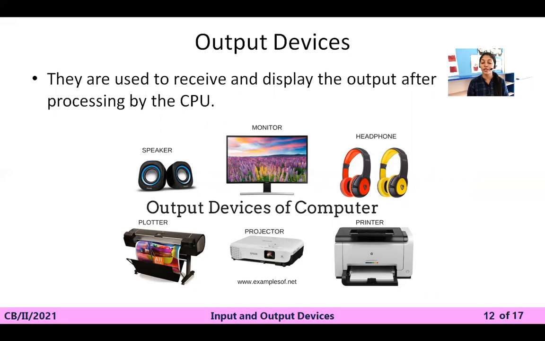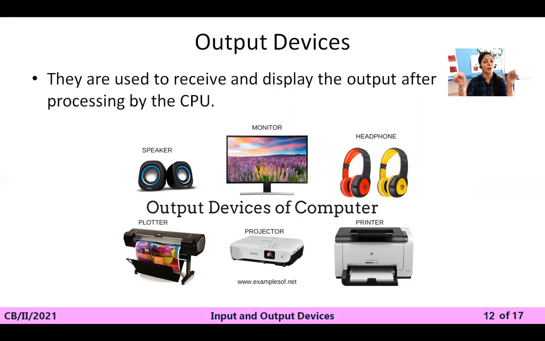Next we have the monitor. Monitor is used only to display. Okay, like you want to watch a video, you use your input device, that is mouse, to select the video. CPU will understand what has to be done. CPU understands that it has to be opened and played. So it will play it. When it plays, where can you see it? Where can you see the output?